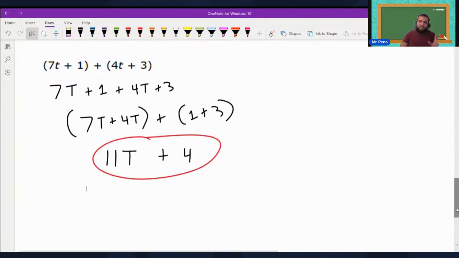This is adding and subtracting polynomials. Any questions, leave them down in the chat.